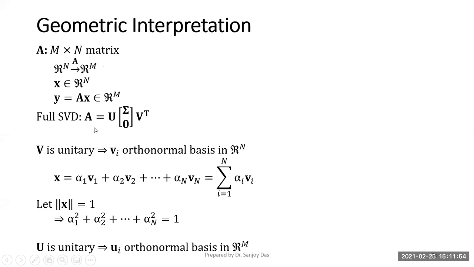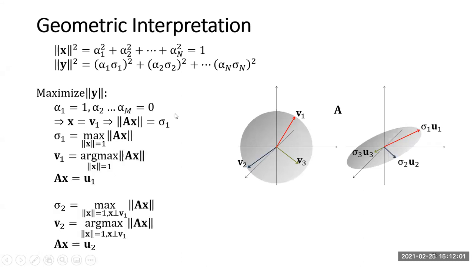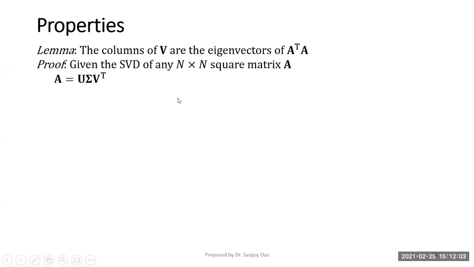This is the SVD: A equals U sigma V transpose. So the columns of V are the eigenvectors of A transpose A. Suppose we have the SVD of a square matrix A. Actually, why should this be square?